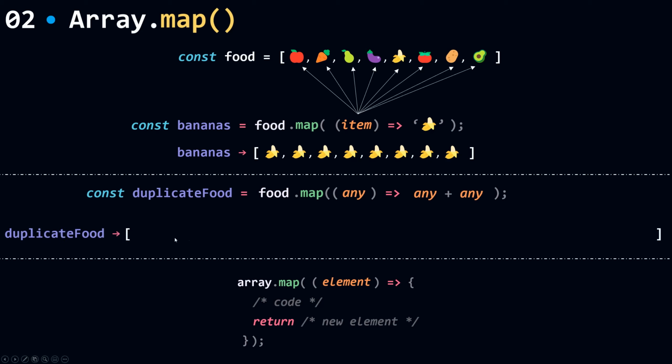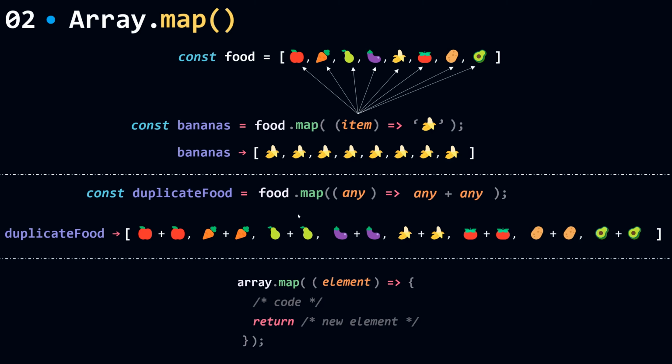Now for the elements of the array. On the first iteration, map will run this function on the first element, which is the apple. So any is apple, and this will return any plus any, meaning apple plus apple. So the first element will be apple plus apple. On the second iteration, any is going to be the carrot, so it will return carrot plus carrot. So I will get carrot plus carrot for the second element of our duplicate food array, and so on. And that's how the map method works.